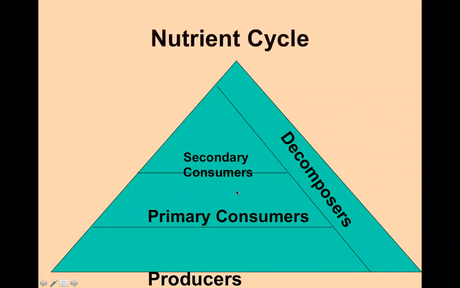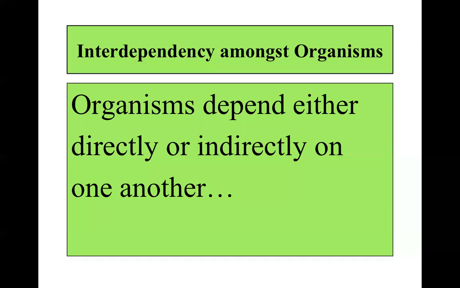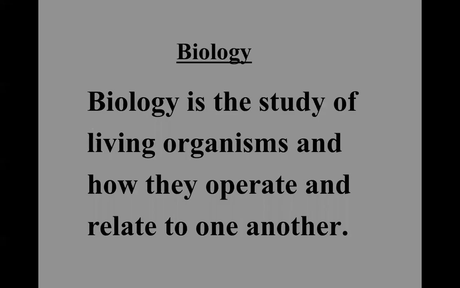And this is a nice picture to show how the nutrient cycle works. You can see here you've got the producers up here, and they're eaten by the primary consumers. And then we have secondary consumers. But all along here, we have decomposers, because they're going to feed off of anything that is dead, the remains of dead organisms, and recycle it back to the producers. So it shows you a nice nutrient cycle. As I said, there's an interdependency amongst organisms. The organisms depend either directly or indirectly on each other.